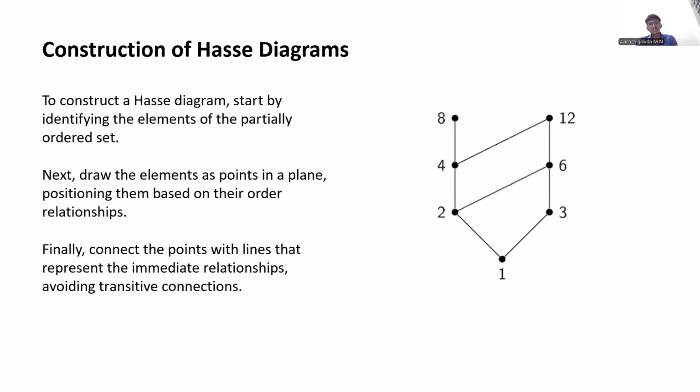And then, construction of a Hasse diagram. The construction of a Hasse diagram starts by identifying the elements of the partially ordered set. Next, draw the elements as points in a plane, positioning them based on their order relationship. Finally, connect the points with lines that represent immediate relationships, avoiding the transitive connections. This is the diagram for a Hasse diagram.